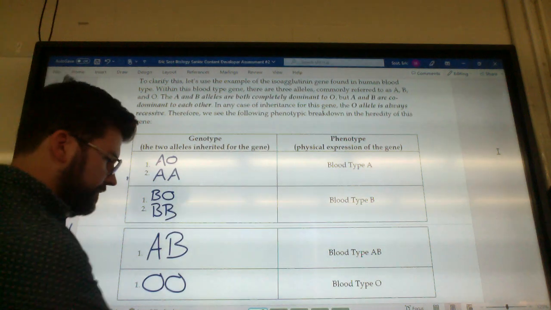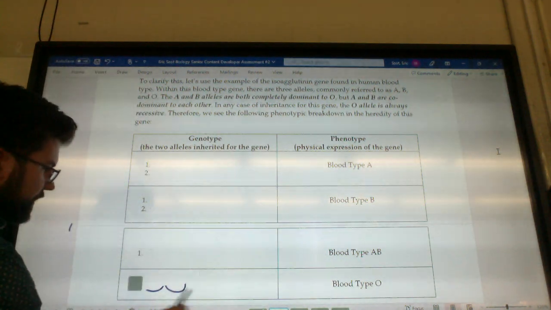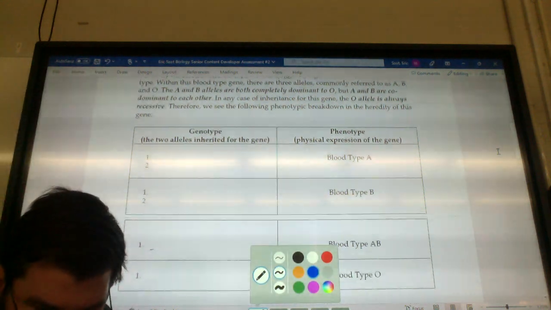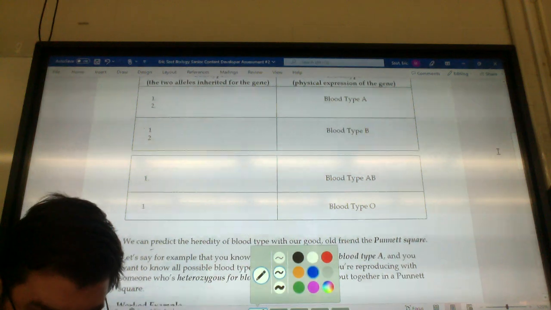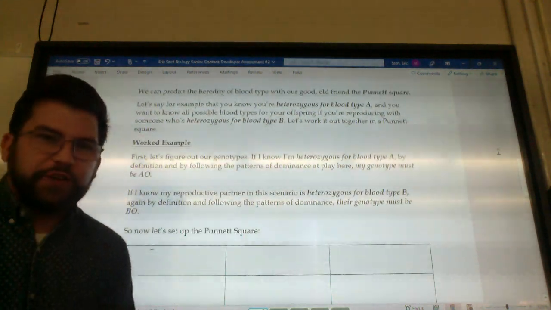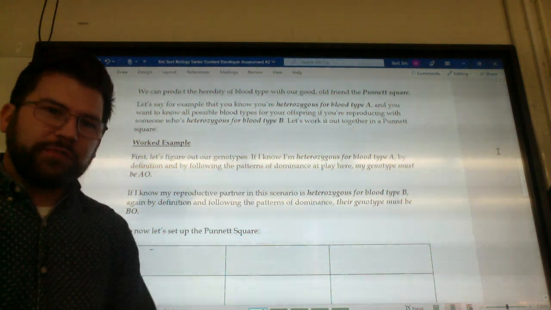So there's that chart. Quick erase here. I'm going to move on. So we can also predict here. We can actually go back to our other old friend, the Punnett square, and we can use Punnett squares to predict offspring based on known phenotypes and genotypes for blood type.